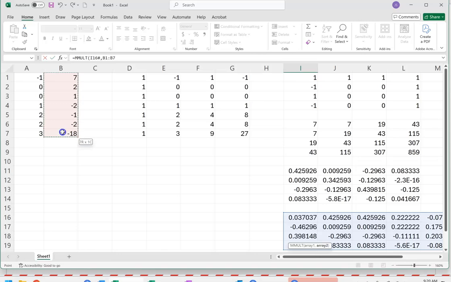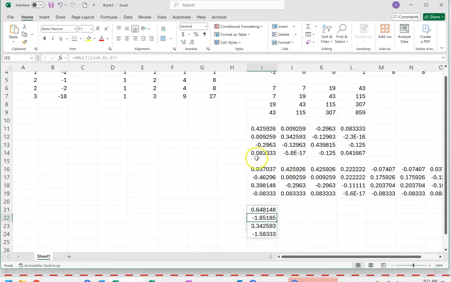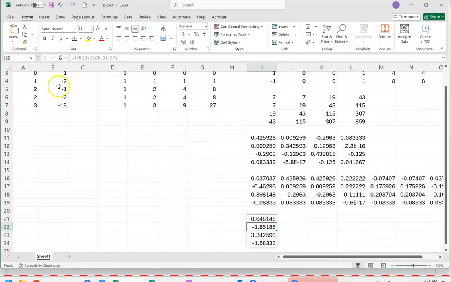Since I'm zoomed in, it's a little harder to see. Let me zoom out just a little bit. Okay, so my outputs were up over here in the B column. I just multiplied that times the B column. And I got those. So those are now our coefficients, right?